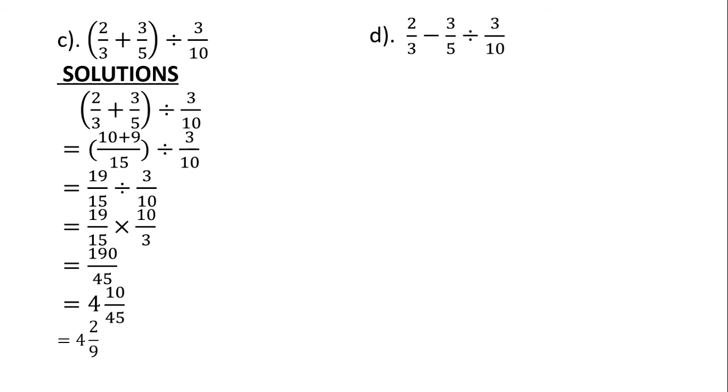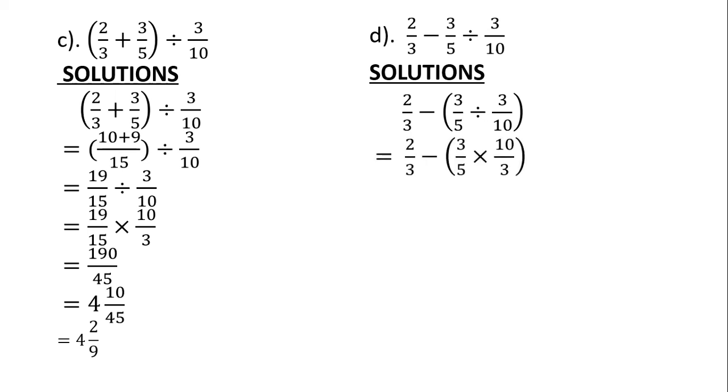Part D. Work out, we have 2 over 3 minus 3 over 5 divided by 3 over 10. Part C and D are different in the sense that Part C has brackets, Part D does not have brackets. So for Part D, we'll just go direct to changing the division sign to multiplication and then find the reciprocal of 3 over 10, which is 10 over 3.